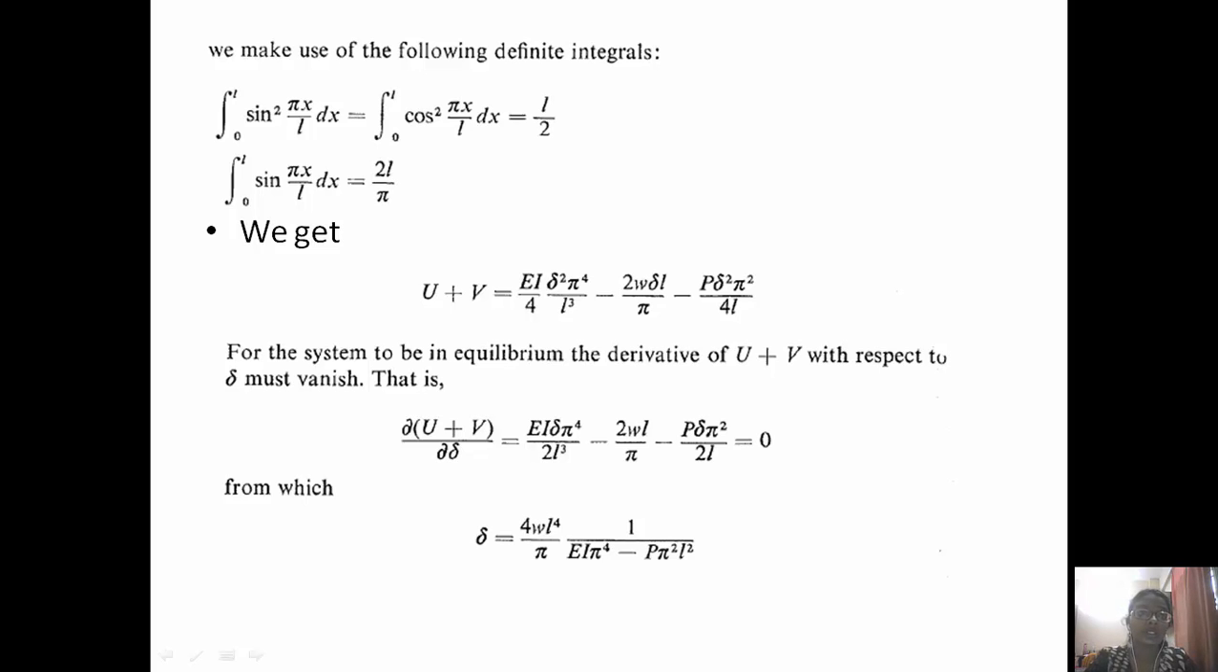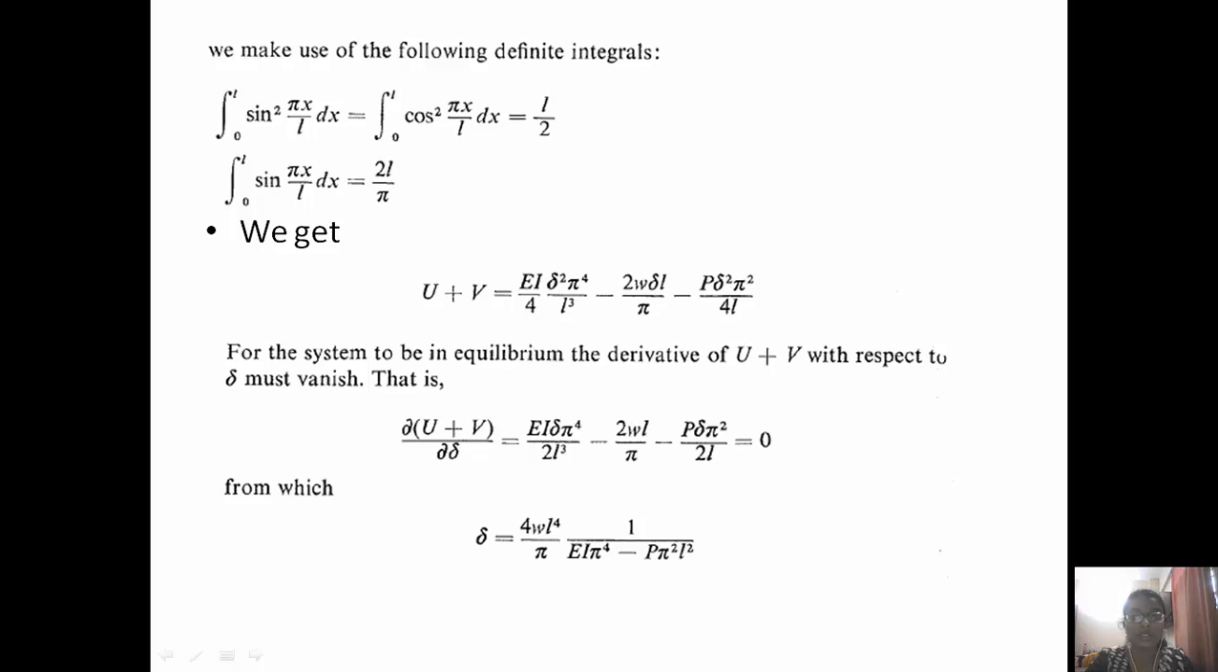We know the definite integral formulas: integral 0 to L sin square pi x by L dx, and integral 0 to L cos square pi x by L dx, are both given as L by 2. And we also know one more formula, that integral 0 to L sin pi x by L dx is equal to 2L by pi. Using these definite integrals, we get U plus V is equal to EI by 4 delta square pi raised to 4 by L cube minus 2W delta L by pi minus P delta square pi square by 4L.